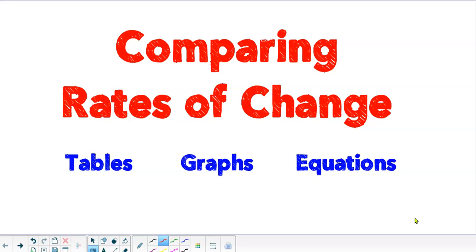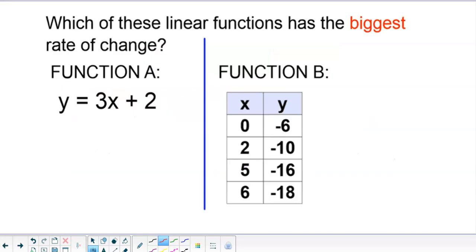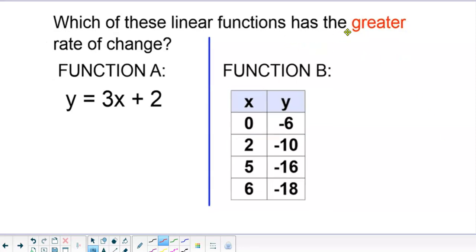In this tutorial, we'll compare rates of change from linear functions in different formats, such as tables, graphs, and equations. Let's take a look at our first example. The question states, which of these linear functions has the biggest rate of change? Function A is written as an equation, and function B is written as a table. Another way that they could state this question is, which one has the greater rate of change?